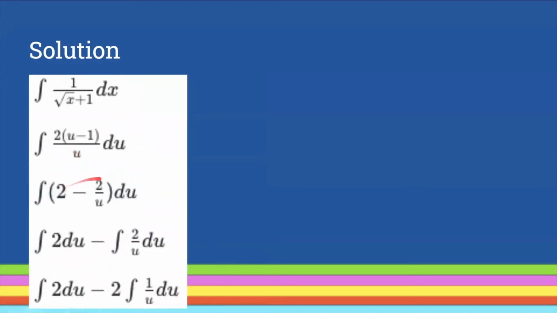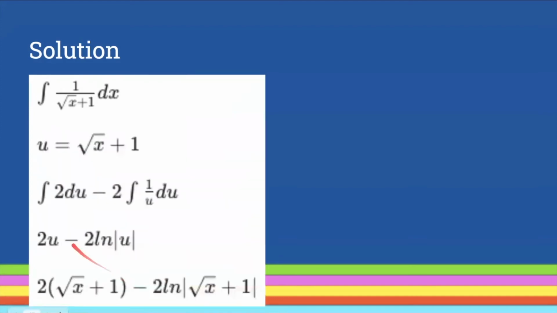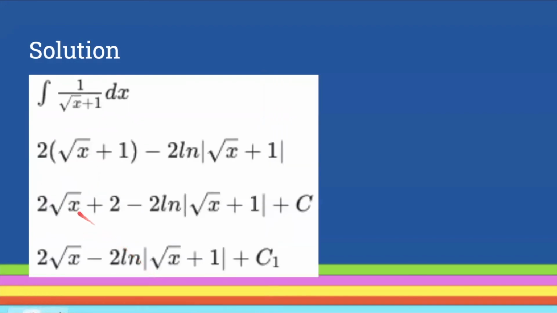So simplify and then take the integral of each term. All right, and then you can carry the constant out for this one right over here. And then solving for these integrals, you'll get 2u minus 2 times natural log of the absolute value of u, and then unsubstituting, you'll get this. And then after you distribute, you'll get this. And then you put a plus c at the end.